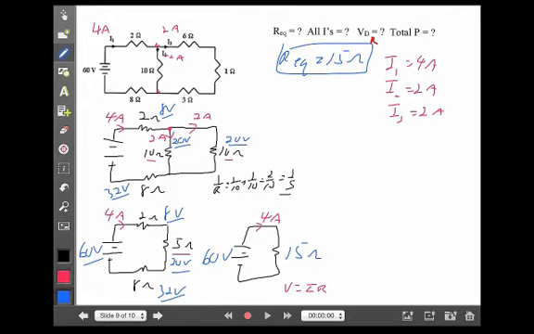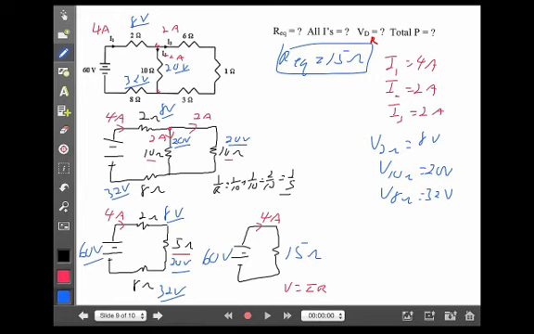Well, the 2 ohm I still know drops 8 volts. The 10 ohm I already found out drops 20 volts, so that's still there. And the 8 ohm drops 32 volts. Okay, so I've got some of my answers there. The voltage on the 2 ohm is 8 volts. The voltage on that 10 ohm is 20 volts. And the voltage on that 8 ohm is 32 volts.